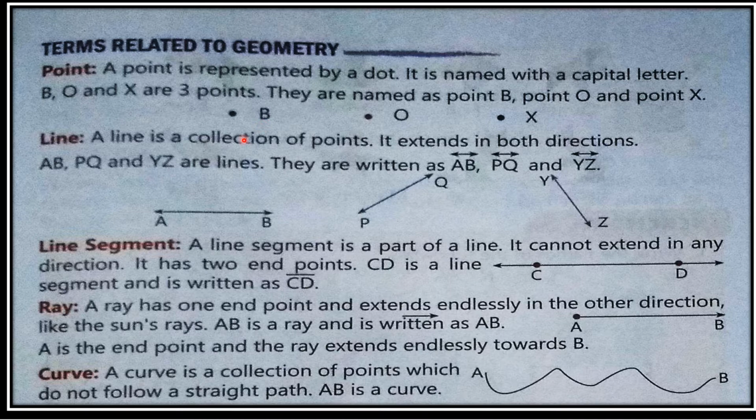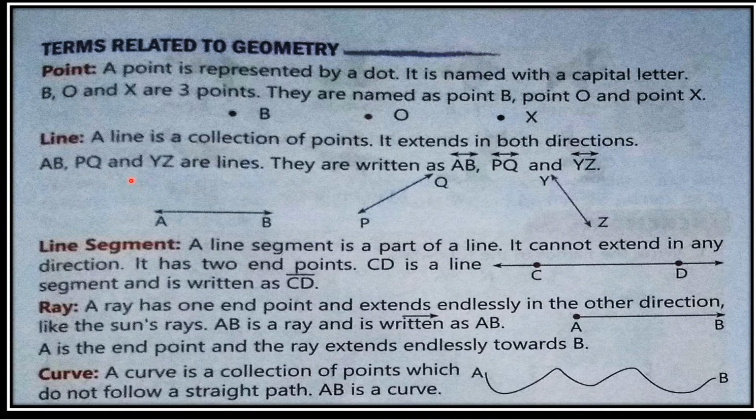Keep it in mind. We can use any alphabet from A to Z, but it should be a capital letter. Got it? They are named as point B, point O, and point X, as you can see here. Example: point B, point O, and point X.